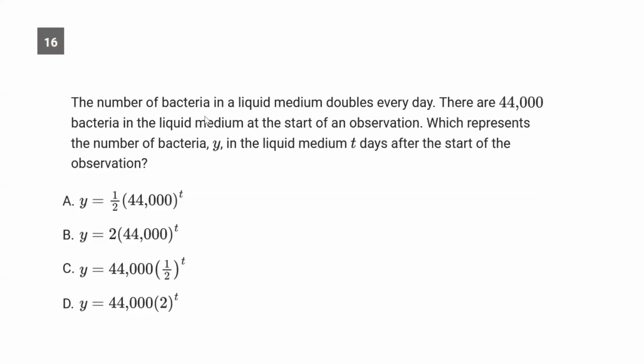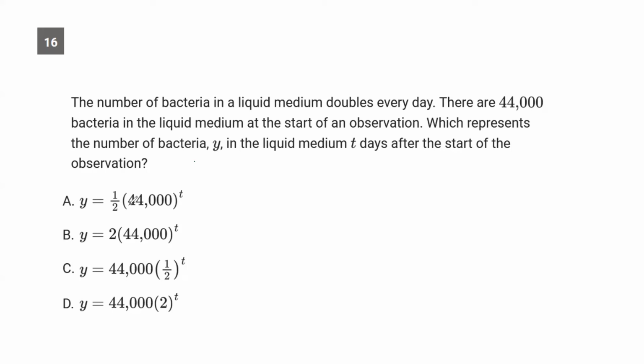The number of bacteria in a liquid medium doubles every day. There are 44,000 bacteria in the liquid medium at the start of an observation, which represents the number of bacteria Y in the liquid medium T days after the start of the observation. Okay, so this is like the one we did earlier, right? It's just like the one with the balance, but we don't have a chart here. We're just given that it doubles.